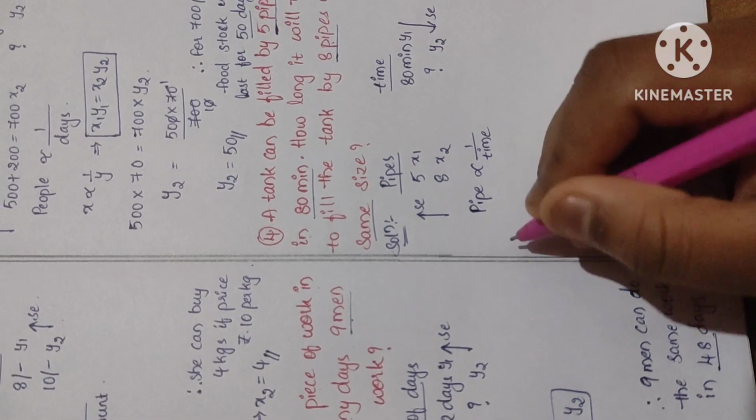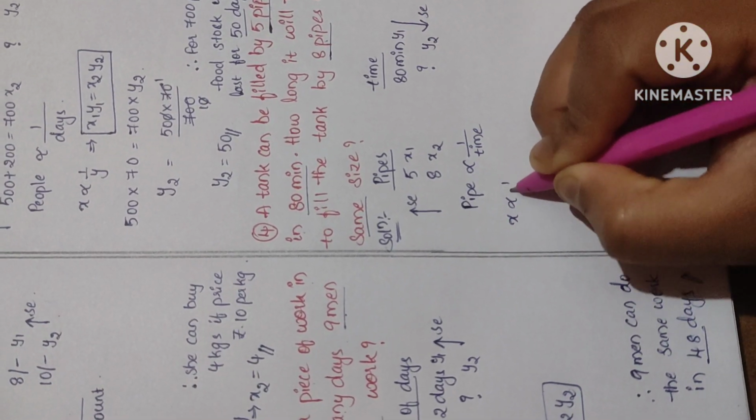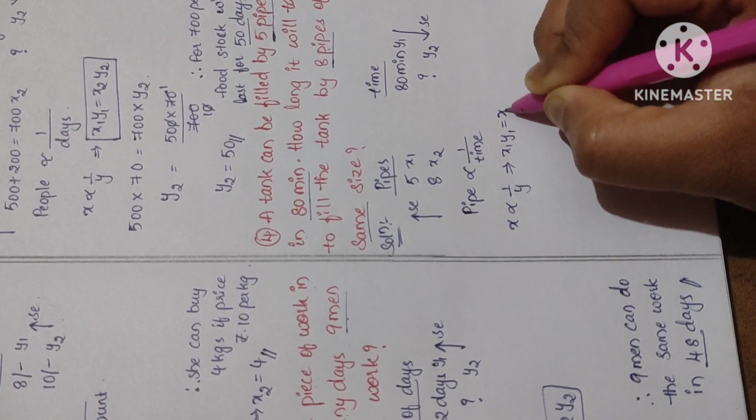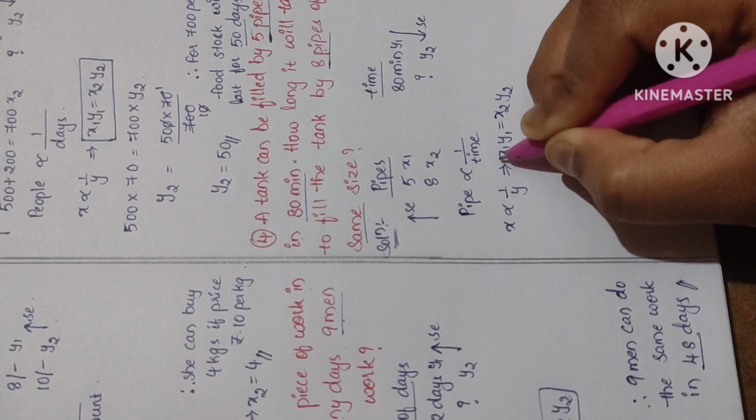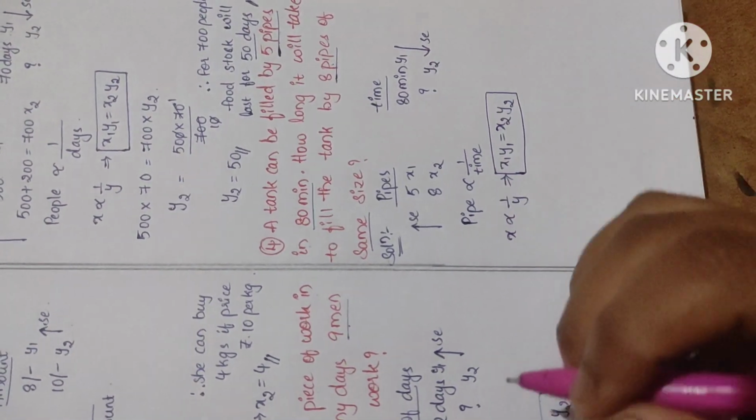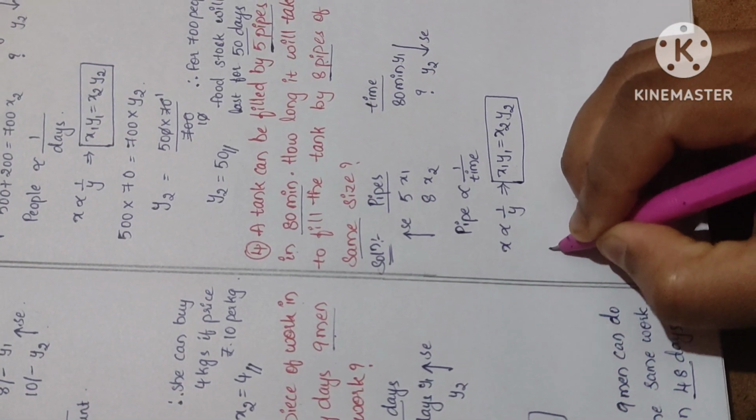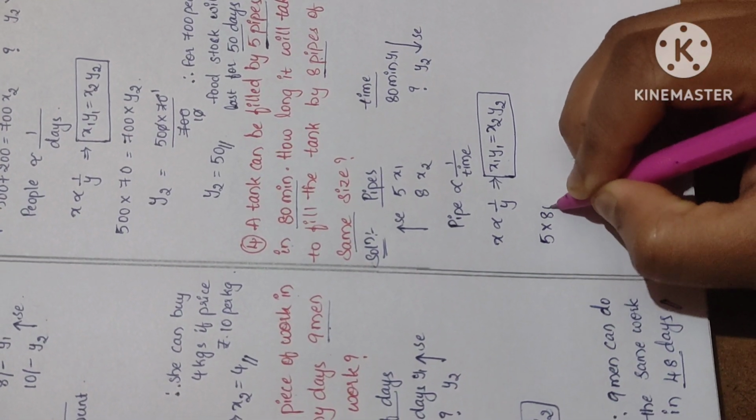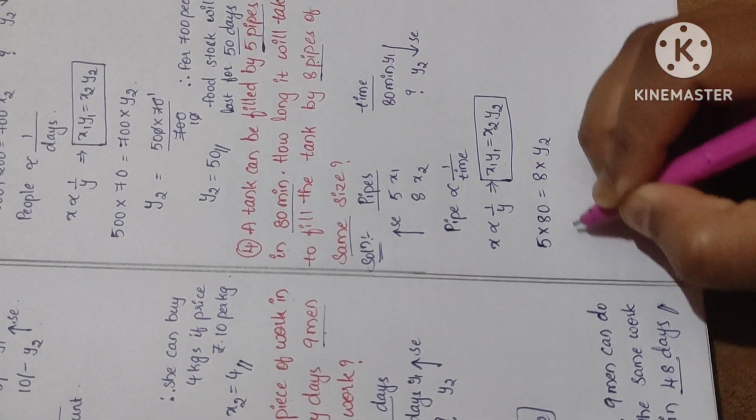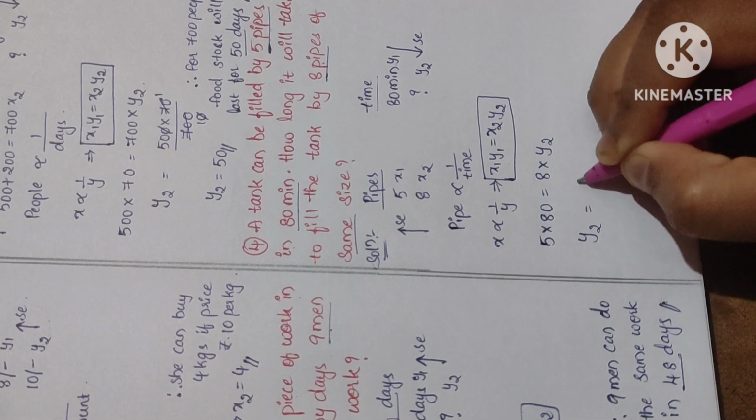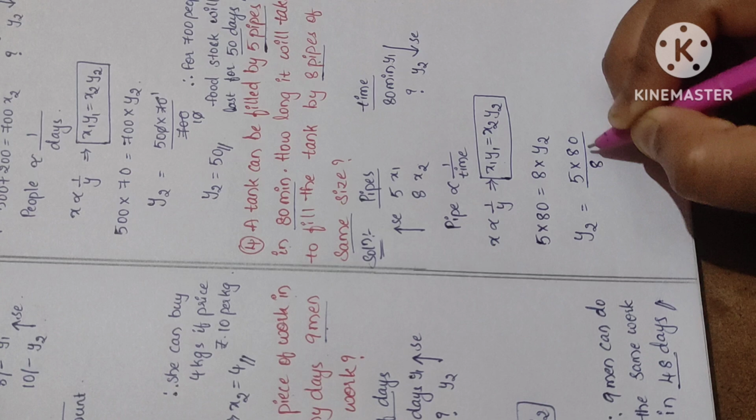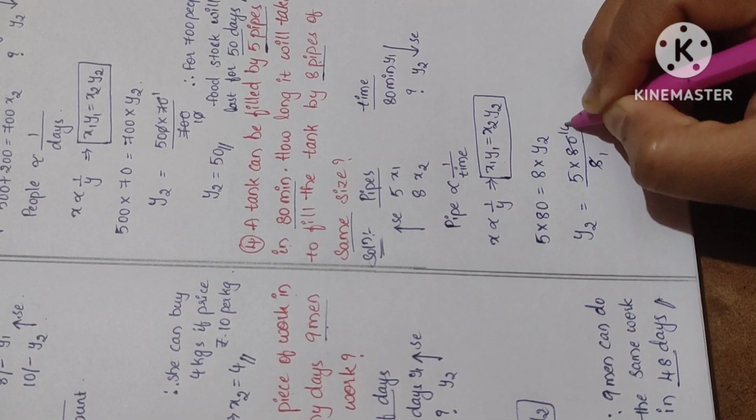So x1 is 5, x2 is 8, y1 is 80 minutes, y2 we have to find. So we can write pipes is inversely proportional to time, that is x is inversely proportional to y. So what is the formula for inverse proportion? x1 y1 equal to x2 y2. Now we substitute the values of x1, x2, y1 to get the value of y2. x1 is 5 into y1 is 80 equal to x2 is 8 into y2. This 8 will come to the left side and become divided by 8. So we can write y2 equals 5 into 80 by 8.